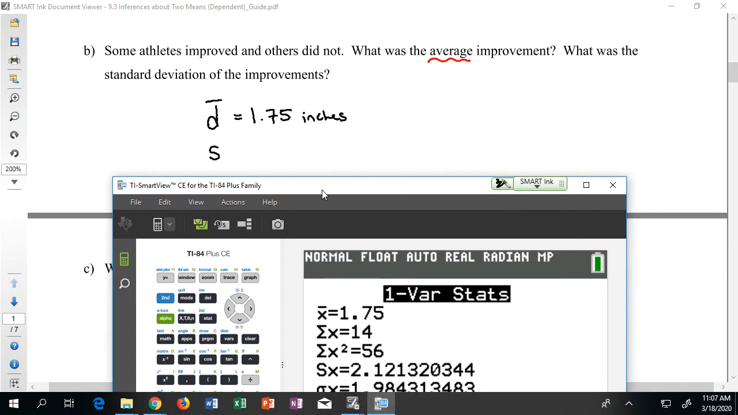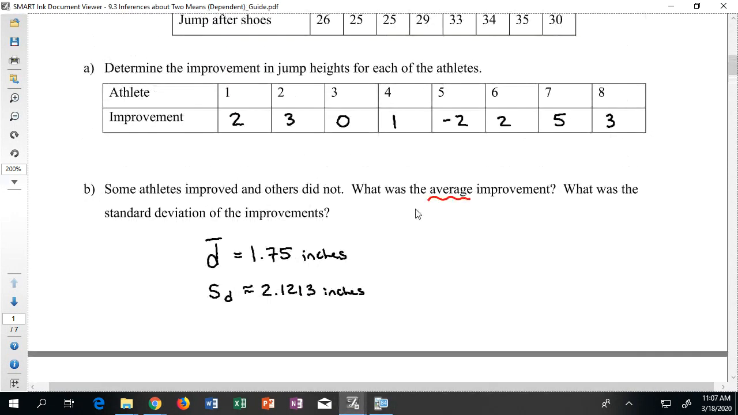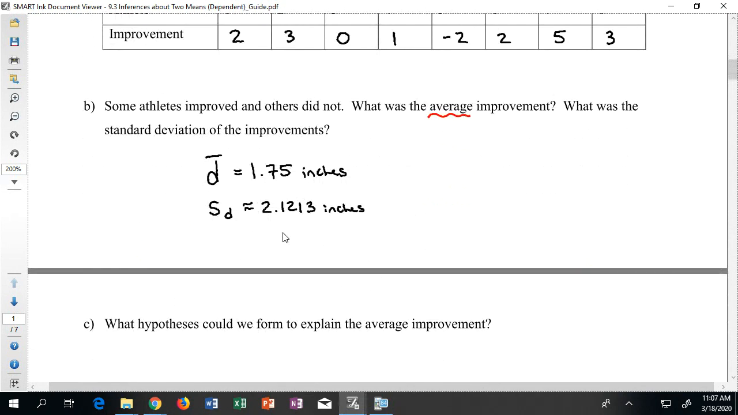And it looks like the standard deviation, I'm going to give it a subscript of D because it's the standard deviation for the differences, was about 2.1213 inches. And I should write that with a squiggly equal sign. Okay, so again, I can start to see that not all the improvements are the same. They vary. The average improvement is about 1.75 inches. Don't be surprised if people go up or down by the standard deviation amount.